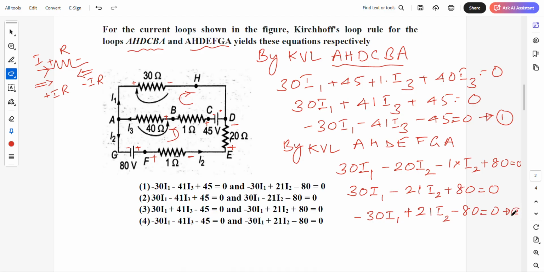Now observe. Minus 30 I1, minus 30 I1 minus 41 I3 minus 45, this is wrong. Minus 45, this is right. Now minus 30 I1 plus 21 I2 minus 80, this is the correct answer. Hope you understood. Be careful while applying KVL for the loops. Let's look at the next problem.